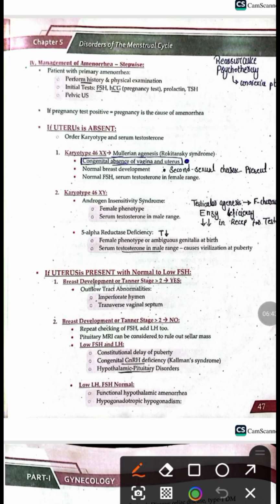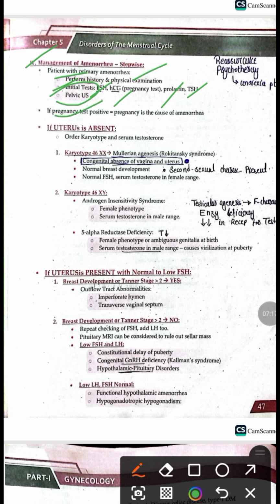Now let's talk about the management of amenorrhea. If a patient presents with a history of primary amenorrhea, we take a detailed history and do a physical examination, including abdominal and pelvic examination, and investigations. We assess the FSH level and HCG for pregnancy. We also do the prolactin hormone level, serum TSH level, and a pelvic ultrasound, and we also do the pregnancy test.